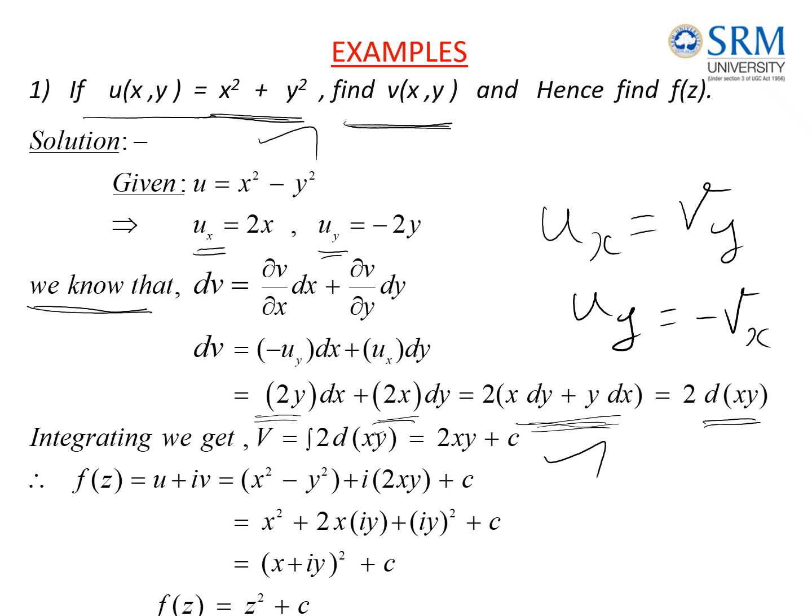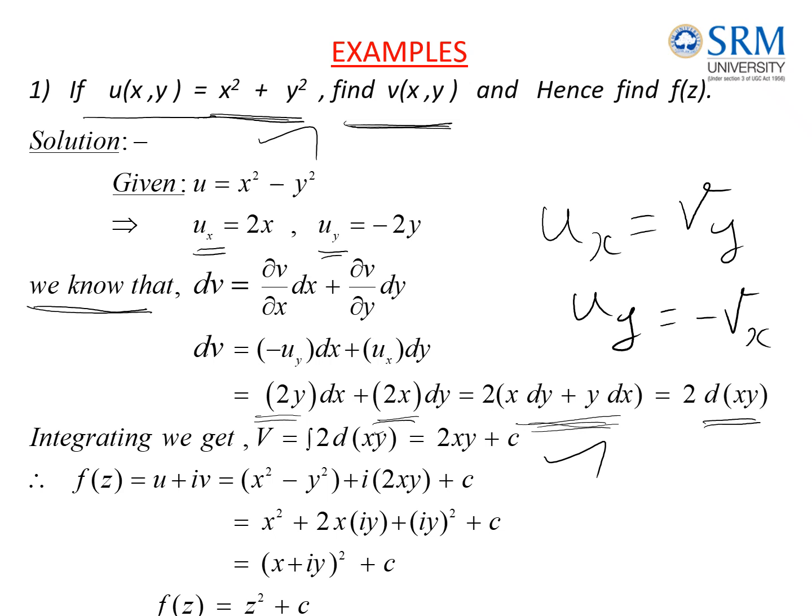x square plus 2x, and this i and y I'm combining and writing as iy, then minus y square is there, which I'm rewriting as i square y square. i square is minus 1, so that it will satisfy this minus sign. So now it is of the form a square plus 2ab plus b square, which I can write as a plus b the whole square. So I'm getting x plus iy the whole square.